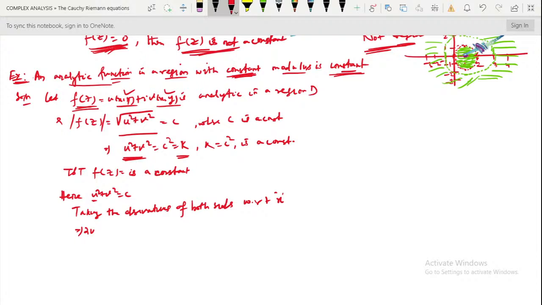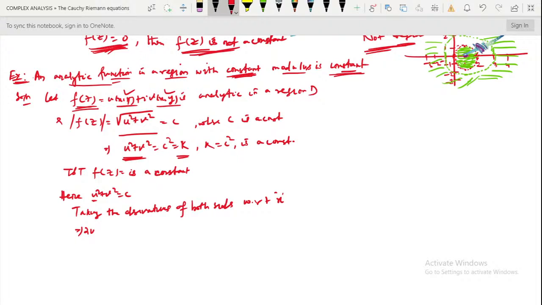So using the CR equation, I just converted all the things of equation 1 and 2 in terms of ux. Similarly, convert this thing in terms of vx, vy. So whatever you will get from that, you can reduce that vx equal to 0. So after showing this vx equal to 0, then you know here f dash z is ux plus i vx, so all these things are 0.